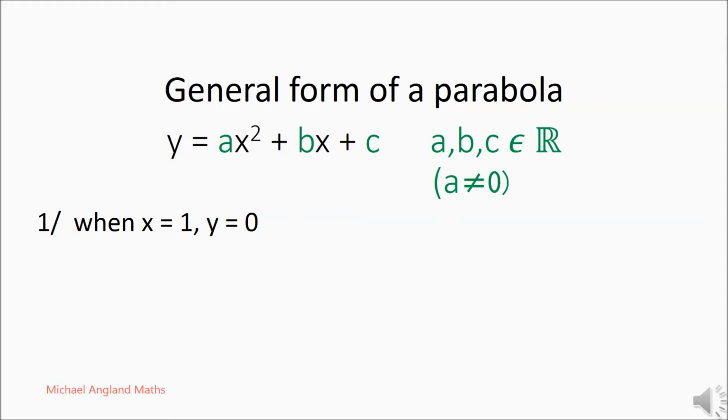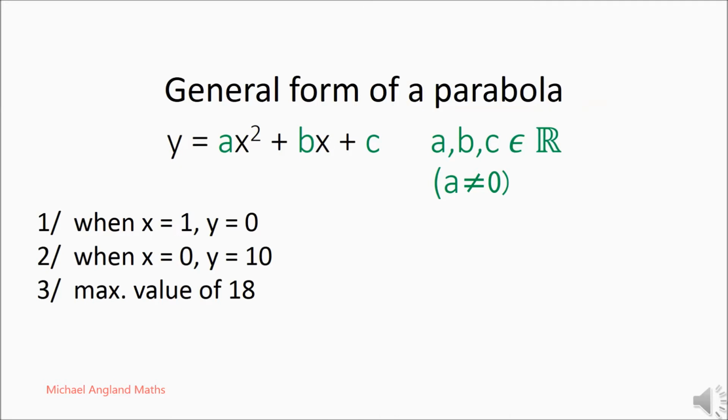The first condition we have is that for x equals 1, y equals 0. The second condition we have is that for x equals 0, y is equal to 10. The third condition we have, which nails us down, and which is an interesting one, is that we have a maximum value of 18 for the parabola.